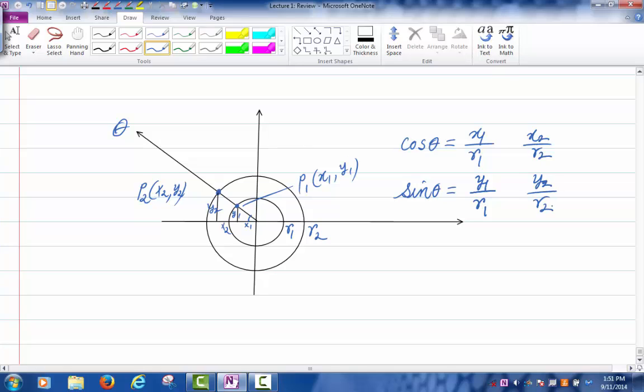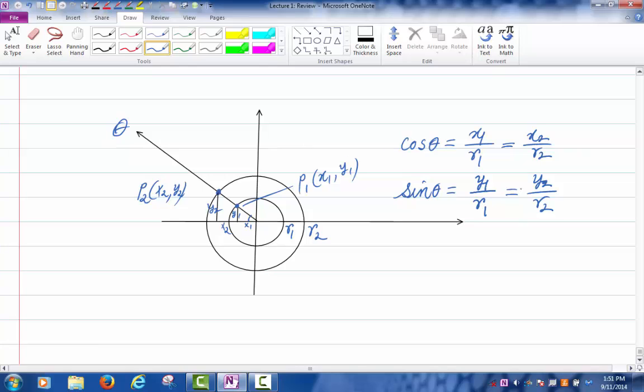The question is, are they the same, right? Can someone tell me why they are the same? Why are they the same? Yeah, but why? Why is that the case? How do you know that these ratios are the same?